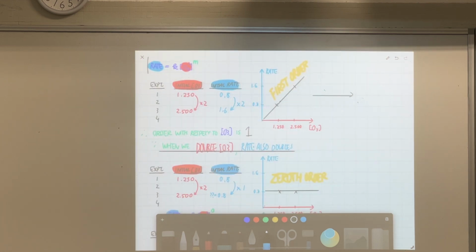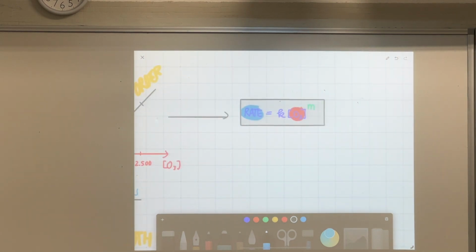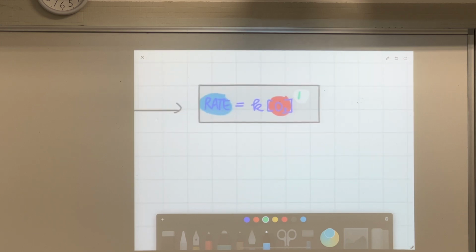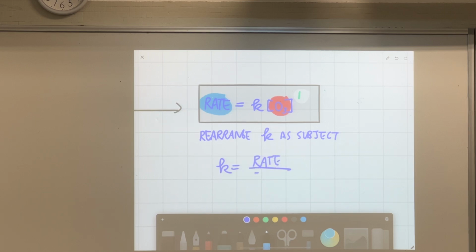Can you now rewrite this rate equation properly? Now that you know the order, you don't have to write m anymore. You can write 1, because the order is 1. Can you now change K as the subject? Because it's asking you to calculate the rate constant. To calculate the rate constant, we rearrange K as the subject. So what is K? K will be rate divided by concentration of ozone. We are just moving things around. So what is the answer?